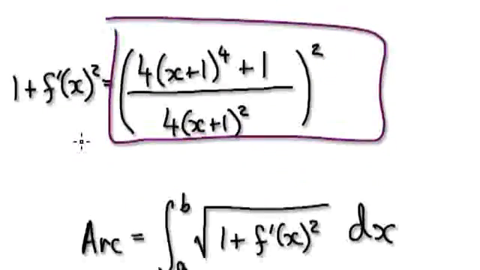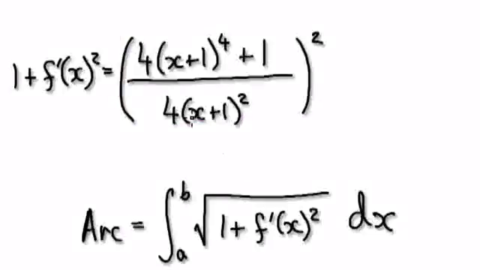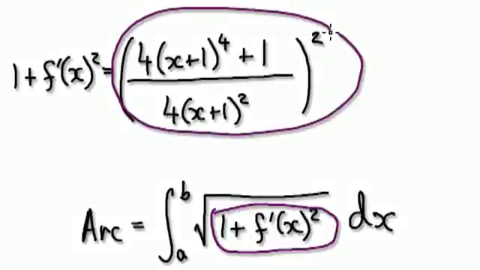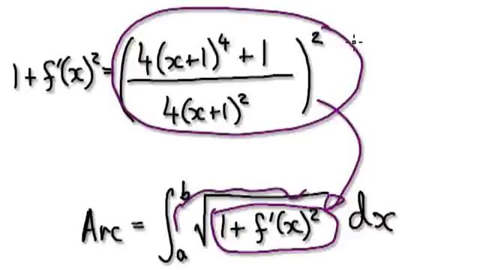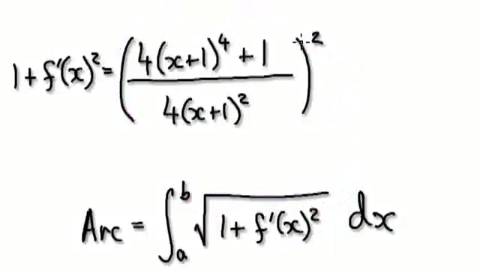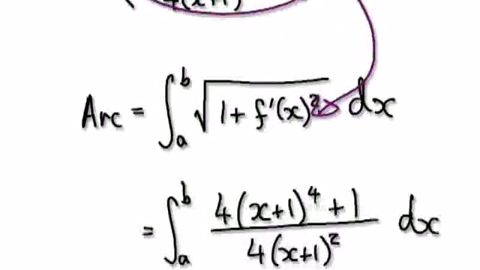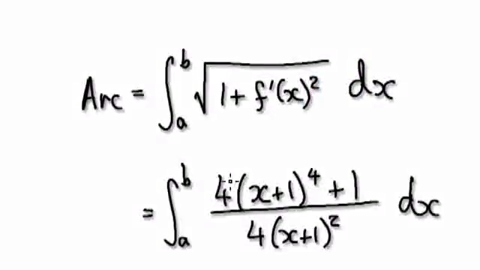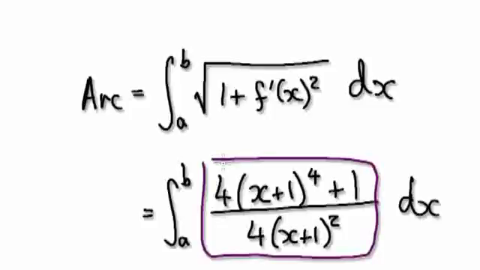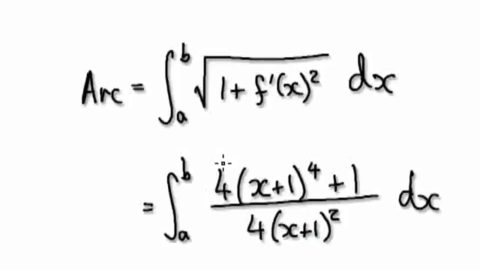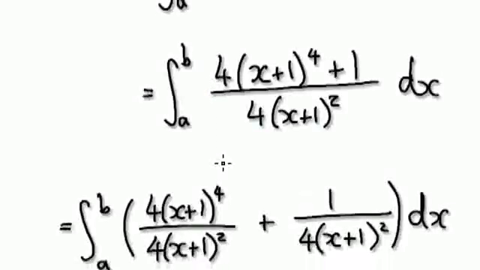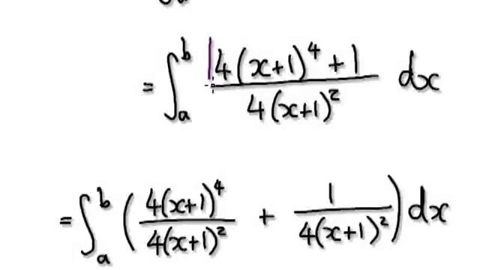Now we remember the formula for the arc length is this thing here. Now we've got this thing here, that's this thing here. So now put it into here. Don't forget the square root will kill off this 2 here. So put this whole thing here into here. That will then take you to here.